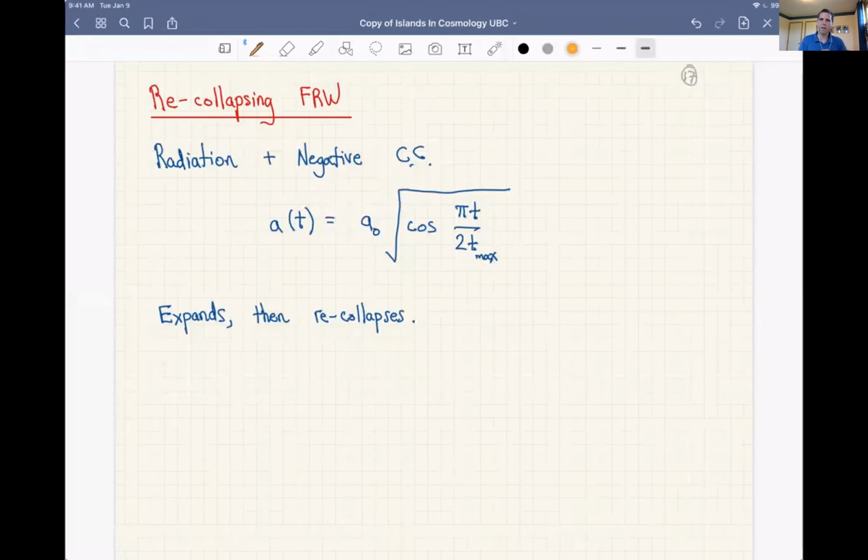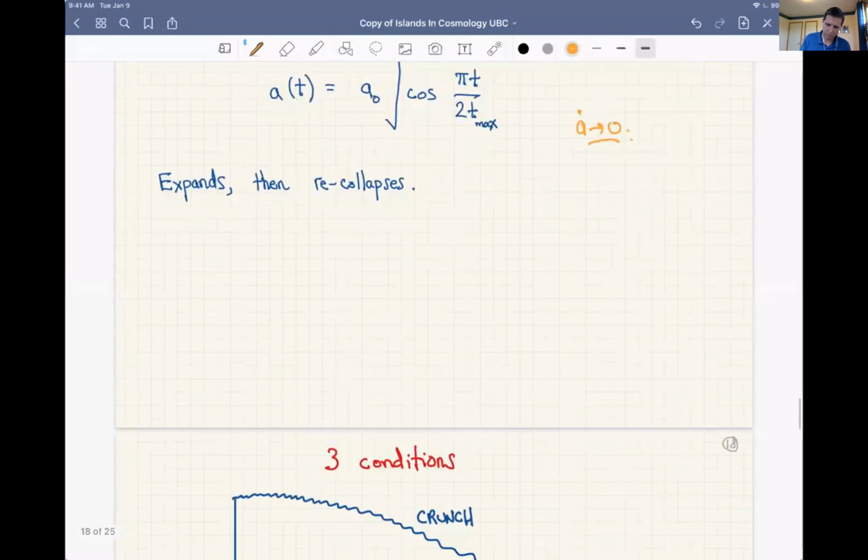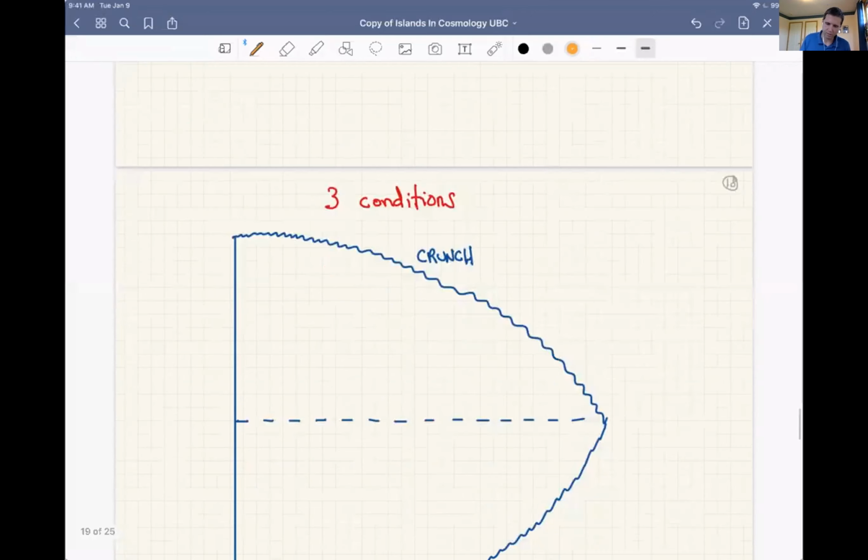At the point of maximal expansion, the area term has zero derivative. A dot is 0 at the turning point. And so you can imagine that helping to solve the extremality conditions when you try to find extrema of the generalized entropy. And so that ends up working, but that's sort of why you might expect it. So let me draw what happens when you apply the three conditions.